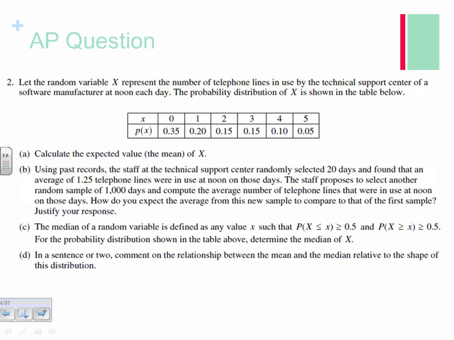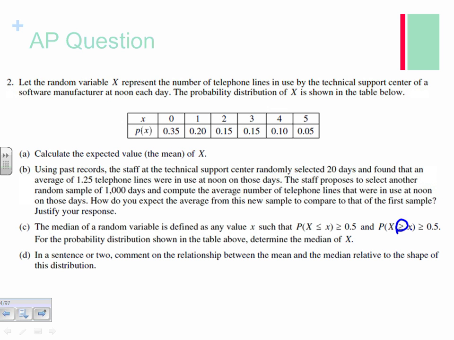And then C says the median of a random variable is defined as any value x such that the probability that x is greater than the expected value is going to be greater than 0.5, and the probability that x is smaller than the expected value is also 0.5. Okay, so for the probability distribution shown in the table above, determine the median of x.